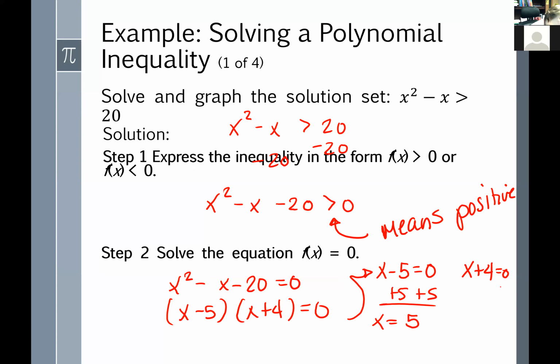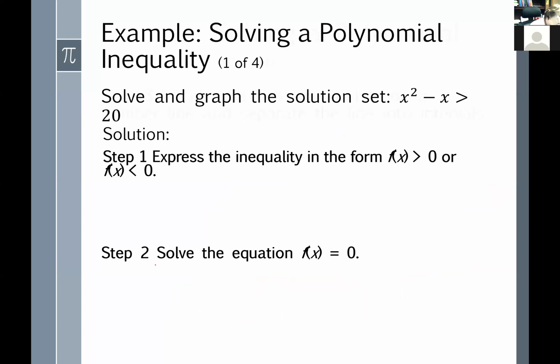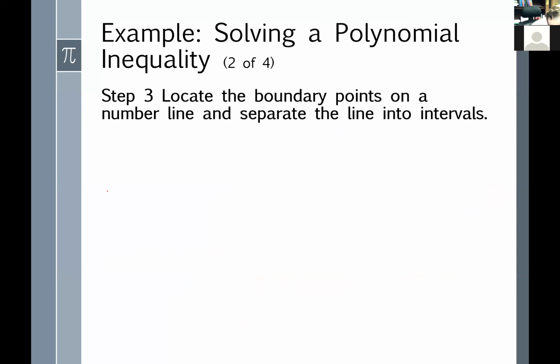So 5 is a boundary point and -4 is a boundary point. Okay. So now I'm going to go draw my number line and I'm going to determine the intervals over which I need to test this polynomial. Okay, so I'm going to draw my number line. And I had 2 boundary points, didn't I? 5 and -4. So -4 and 5.